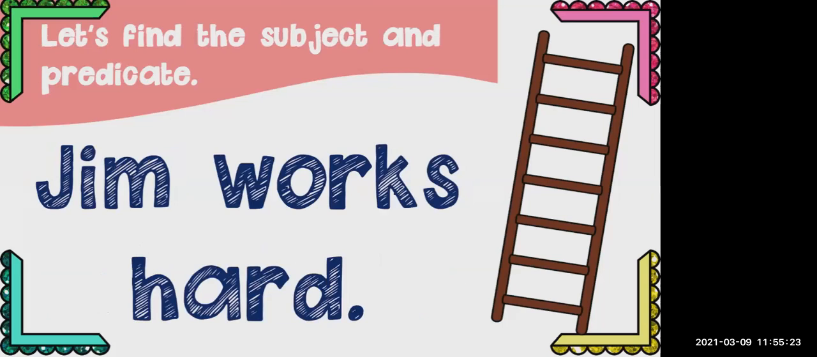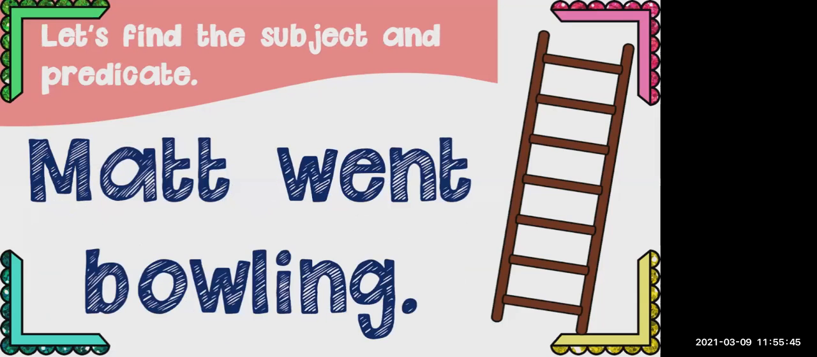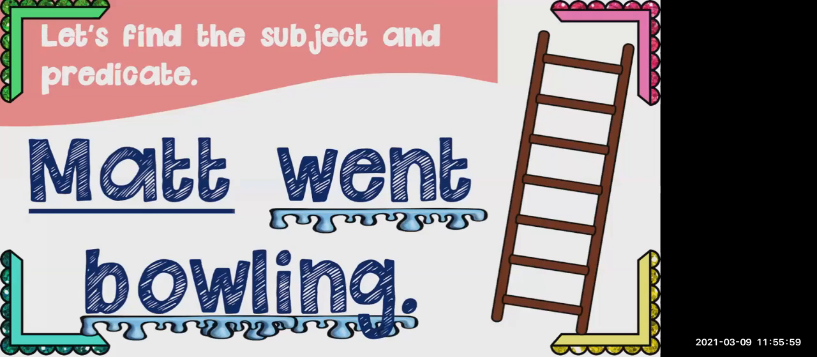Jim works hard. What is the subject of the sentence and what is the predicate? So Jim is the subject, who the sentence is about. And what does Jim do? He works. Matt went bowling. What is the subject and what is the predicate? So Matt is the subject. And what did Matt do? He went bowling. So that is the predicate.